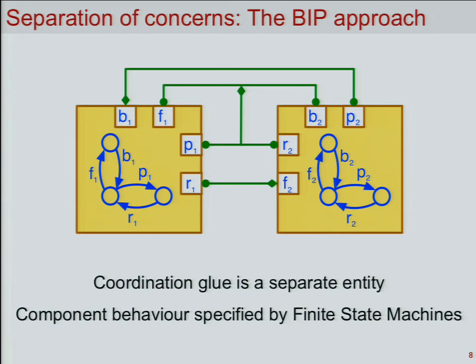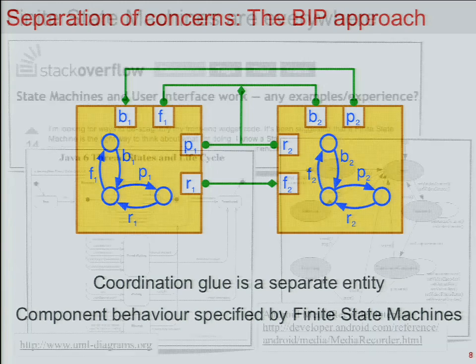And the main point is that we're doing separation of concerns, in the sense that we separate the functional behavior from the coordination glue. And this coordination glue can be changed without touching the components, without going inside and modifying the code. And I think this is very important.